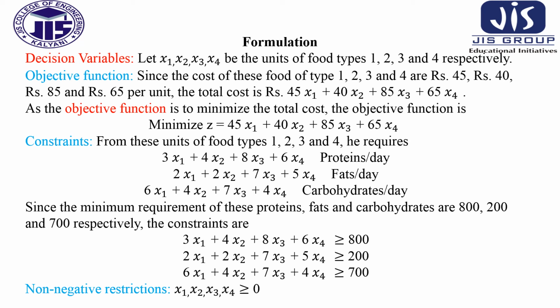So what will be the second constraint? 2x1 plus 2x2 plus 7x3 plus 5x4 greater than or equal to 200.